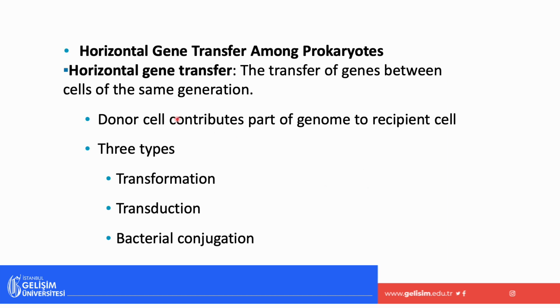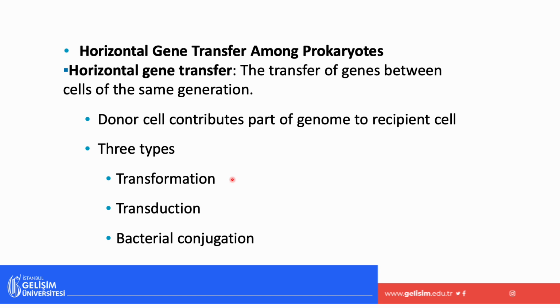Okay, horizontal gene transfer is an important mechanism of genetic variation and evolution in prokaryotes. We have 3 types of horizontal transfer. We have transformation, transduction, as well as bacterial conjugation. Let's look at the first one. Transformation, we have the uptake of free DNA from the environment by a competent bacterial cell. The DNA is able to integrate into the recipient cell's genome through recombination, and it can bring about new traits or functions.